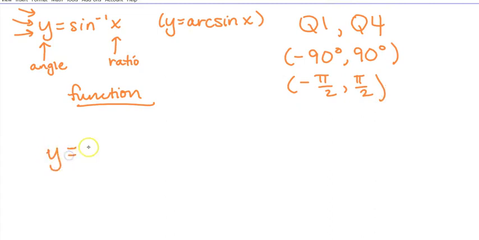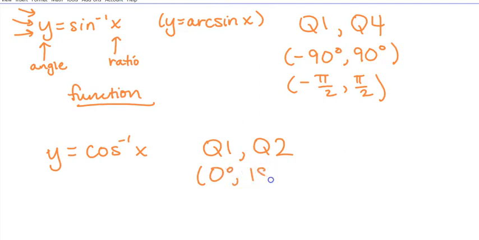Similarly, we have y equals inverse cosine of x, or arc cosine of x, and for its outputs, we want angles from quadrant 1 and quadrant 2. Those would be angles that fall between 0 degrees and 180 degrees, or if you're using radians, between 0 radians and pi radians.